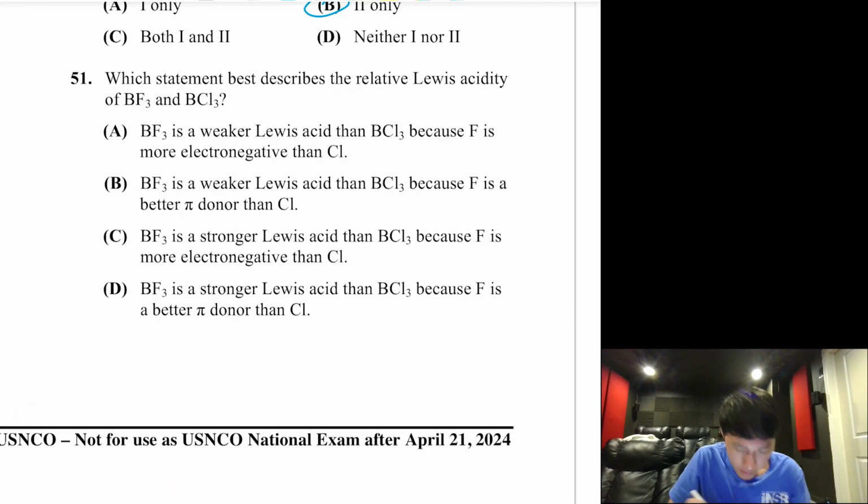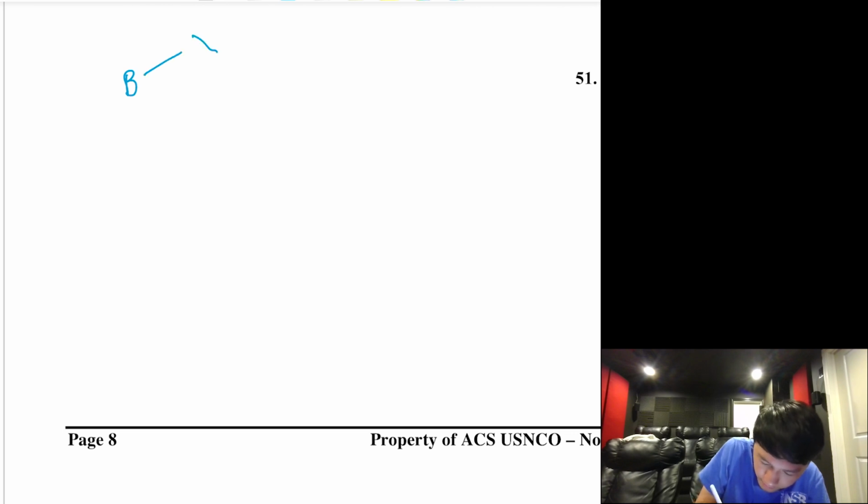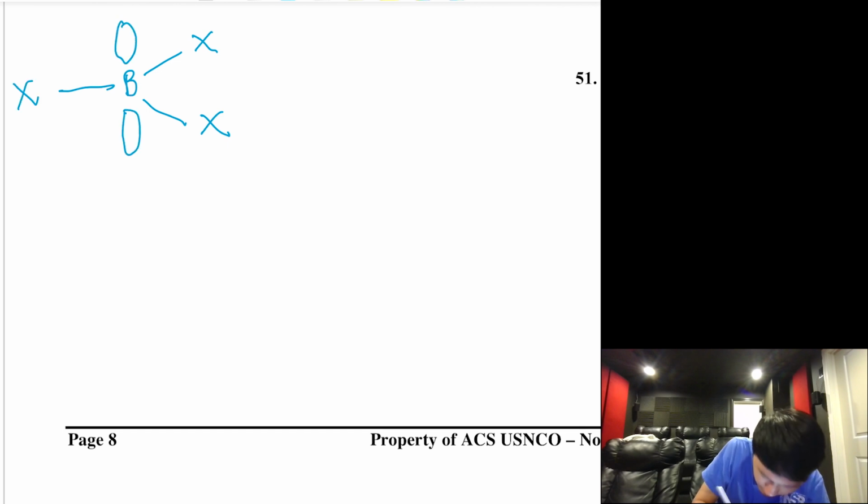Problem 51. Which statement best describes the relative Lewis acidity of BF3 and BCl3? So in general, we're going to have this type of Lewis acid. So we have a boron and some X halogen, some other halogen, and the same halogen over here. And the boron is going to have an empty p orbital, like so. A Lewis acid is a compound that accepts electrons, and the boron compound that's going to accept electrons best is going to be one where the boron is electron poor.